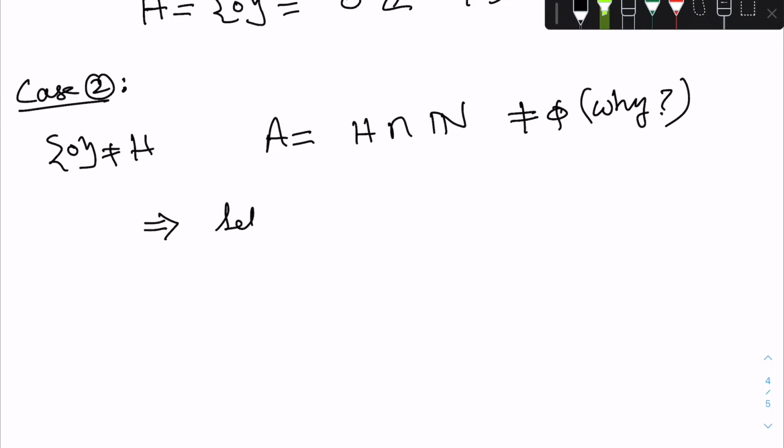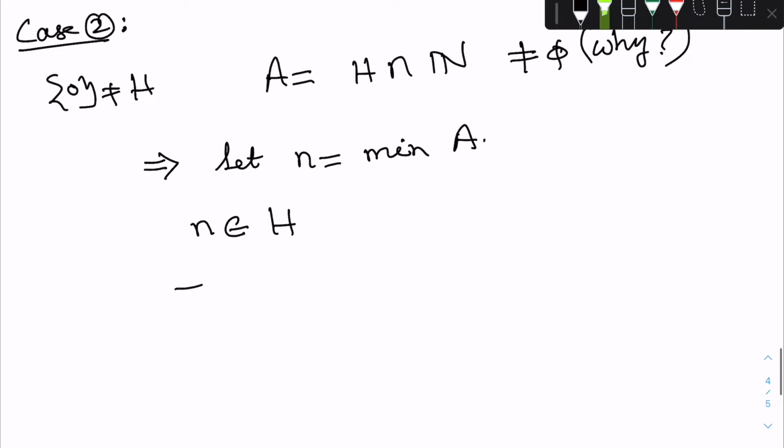And this says that we let n be the minimum of H intersection natural numbers, that is A. This is a key factor. So clearly, n belongs to H. That's not a problem. That implies n plus n belongs to H, that is 2n, then 3n, and the negatives of those also belong to H. So this says that nZ is contained in H.